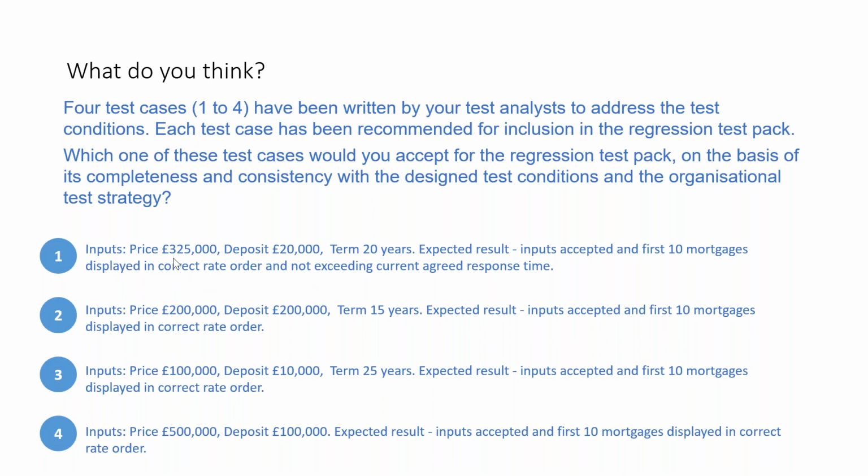First one is inputs. You will be giving price £325, deposit £2,000. It's okay. Less than this, that's good. Term of 20 years. Expected result is inputs accepted and first 10 mortgages displayed in correct rate order and not exceeding current agreed response time. So this test case is a performance test case. These are the inputs you will give, and once output comes, it should not exceed current agreed response time.